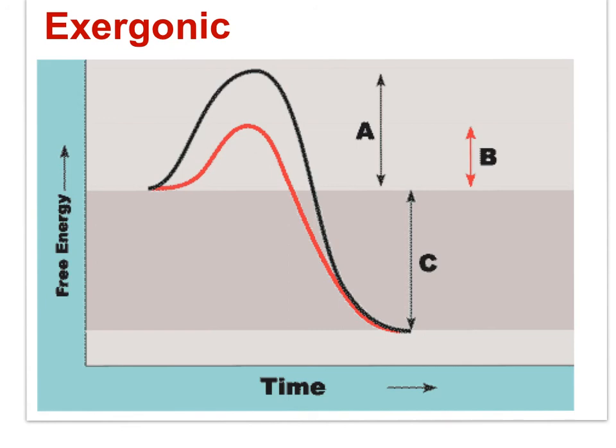In this free energy diagram of an exergonic reaction, can you identify the reaction with the enzyme and the one without? Can you identify the activation energy of either reaction, with the enzyme and without the enzyme? Can you identify the change in the free energy for the reaction?